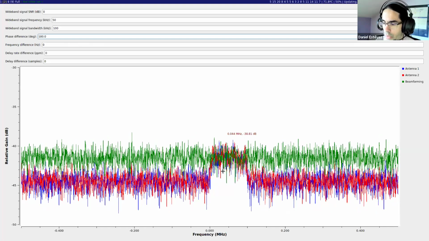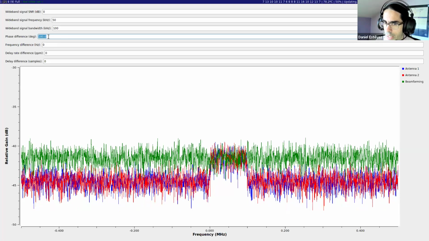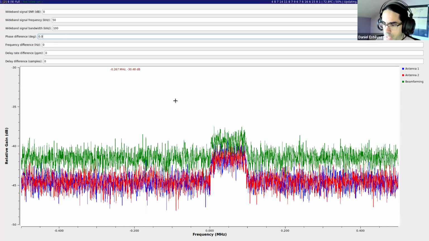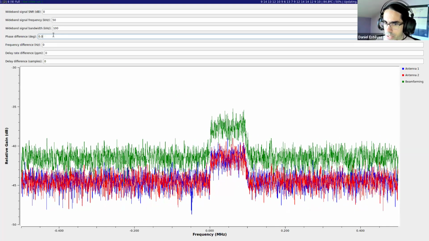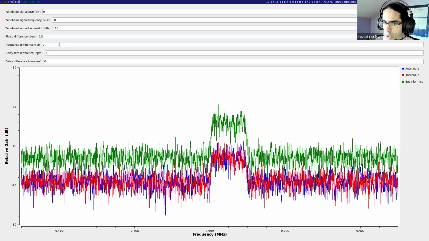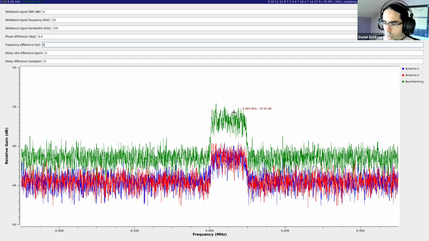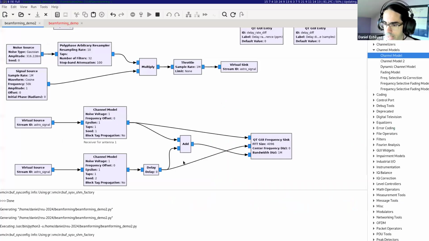So what this tells us is that when we do beamforming, we need to be careful and arrange things in a way so that the phase difference of the antennas is at least close to 0, and ideally as close to 0 as possible. Otherwise, we do not get this amplitude increase by a factor of 2 that we wanted.